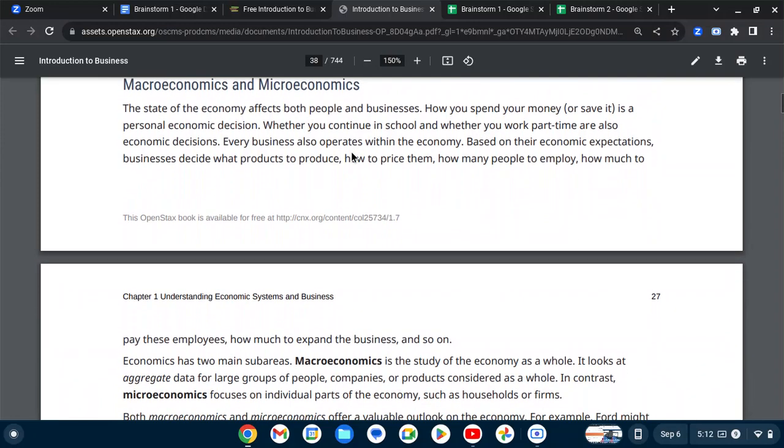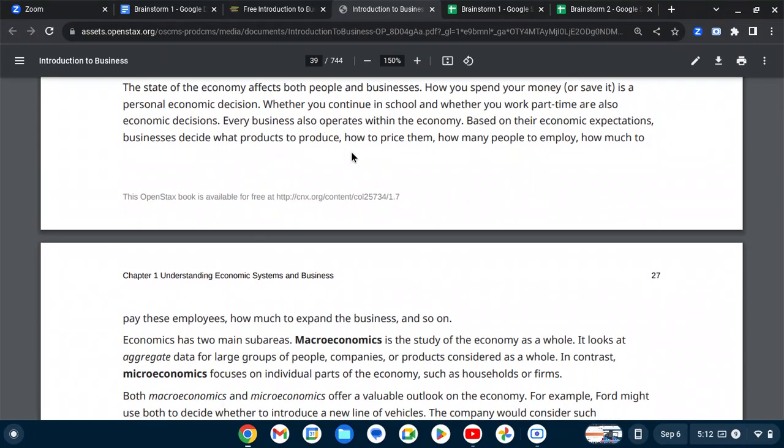Macroeconomics and microeconomics. The state of the economy affects both people and businesses. How you spend your money is a personal economic decision. Whether you continue in school and whether you work part-time are also economic decisions. Every business also operates within the economy. Based on their economic expectations, businesses decide what products to produce, how to price them, how many people to employ, how much to pay these employees, how much to expand the business, and so on.